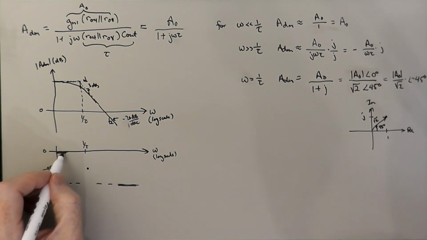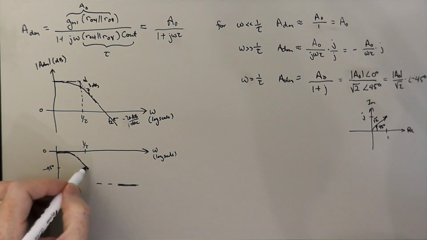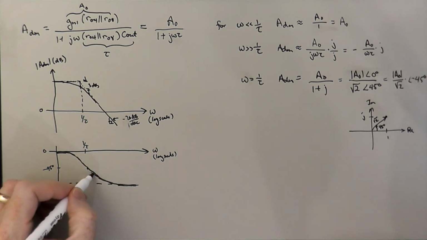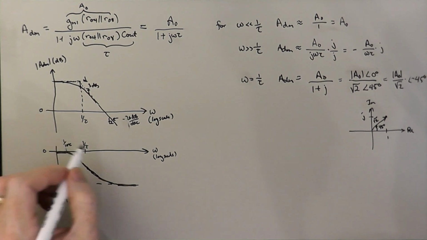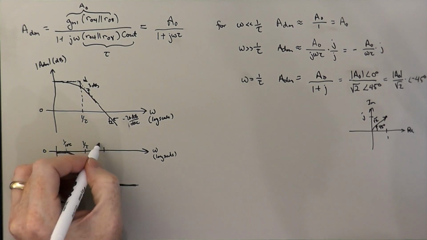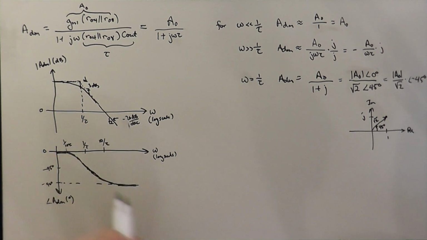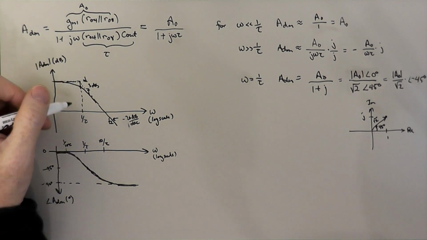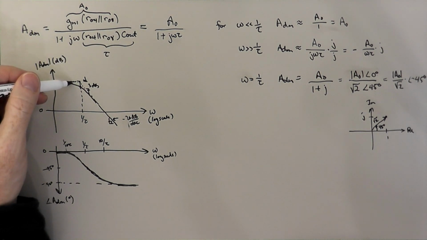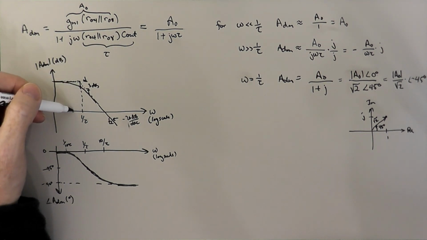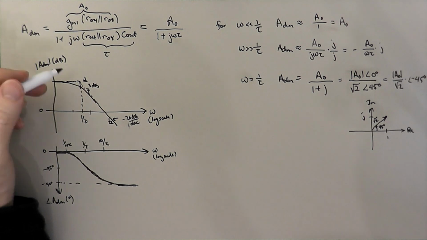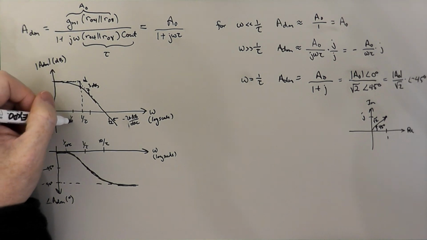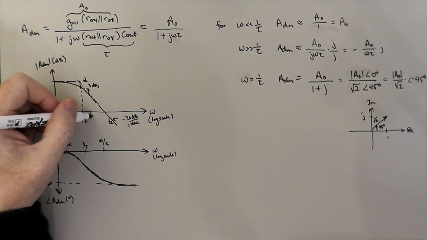And basically what happens is that this change in magnitude or change in angle starts about a factor of 10 below. So this would be 1 over 10 tau, and it finishes up by about 10 times the corner frequency. And in terms of the magnitude, the magnitude starts deviating significantly from that straight line asymptotic approximation in about an octave, which is a factor of 2 in frequency. So this is about 1 over 2 tau, and this is about 2 over tau.